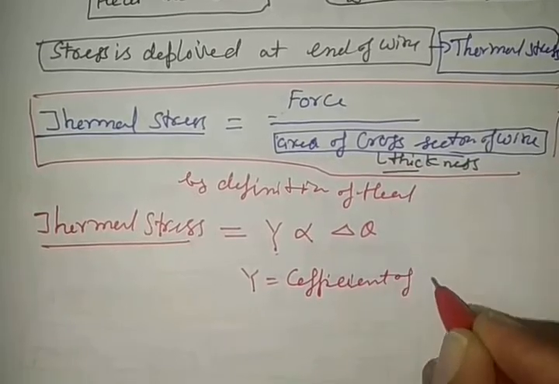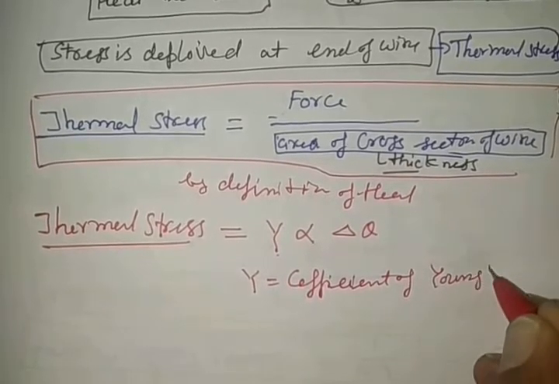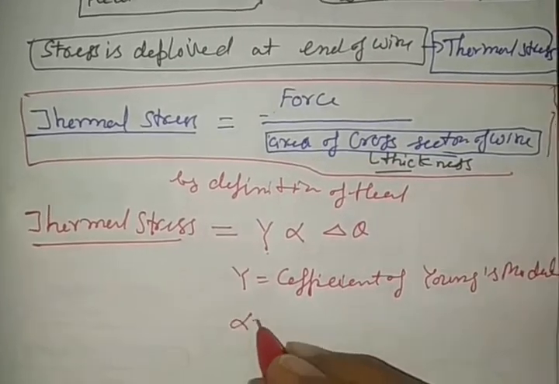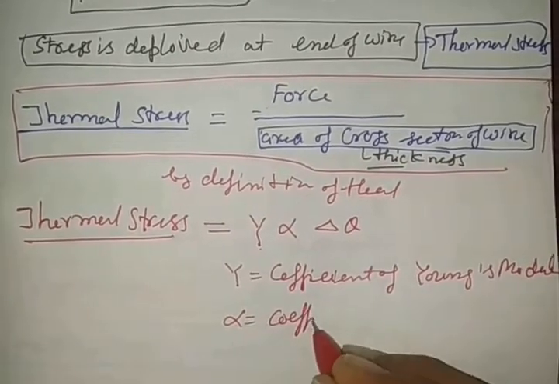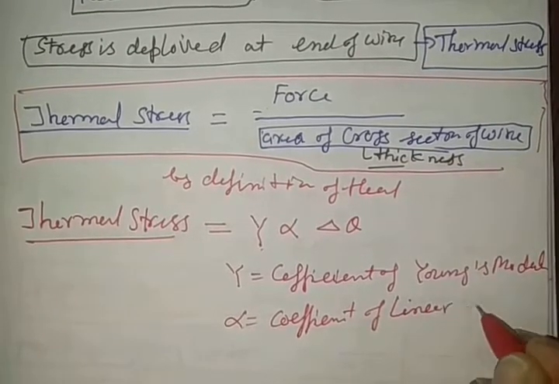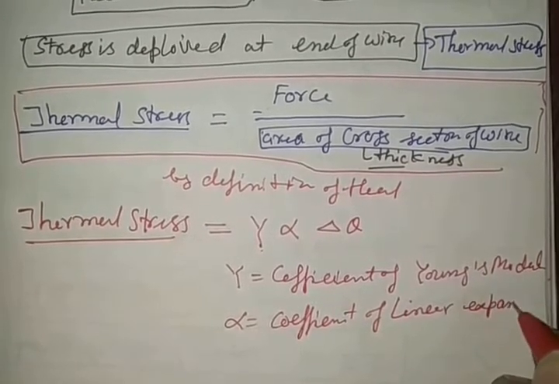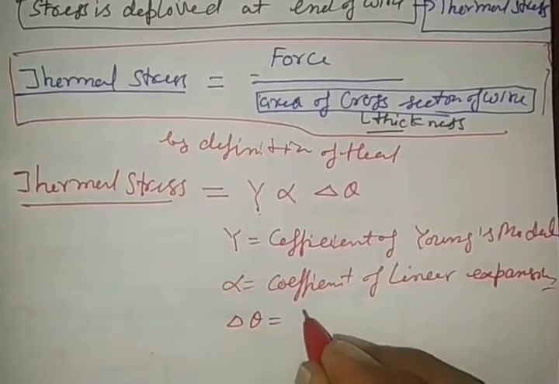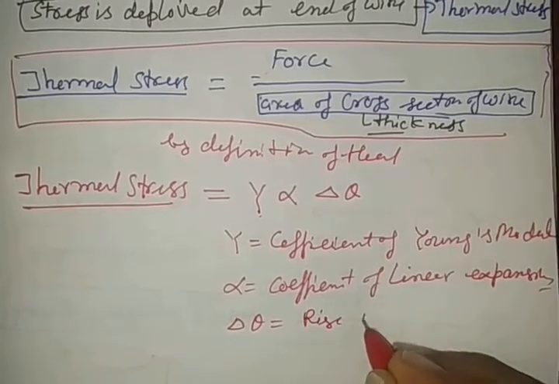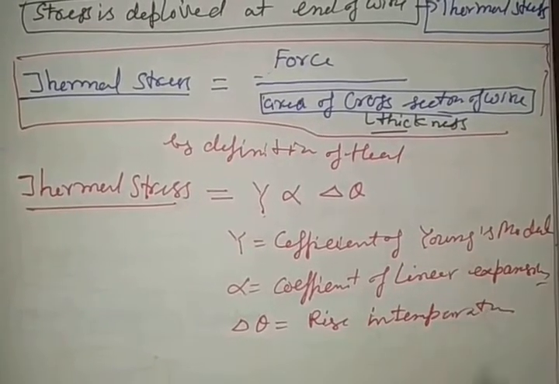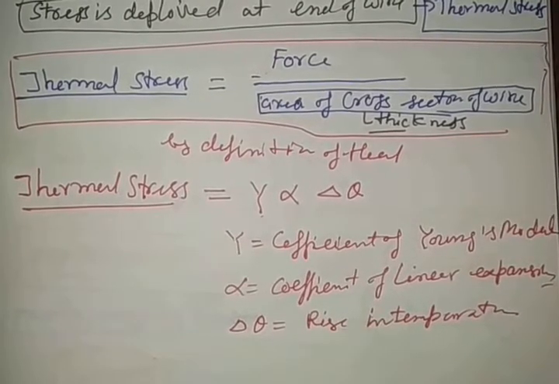coefficient of Young's modulus. Alpha is the coefficient of linear expansion. Delta theta is equal to the rise in temperature. The three parameters are here.